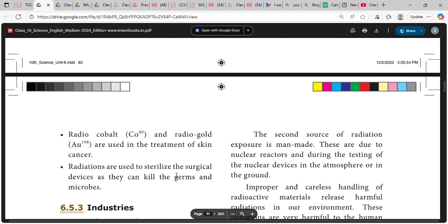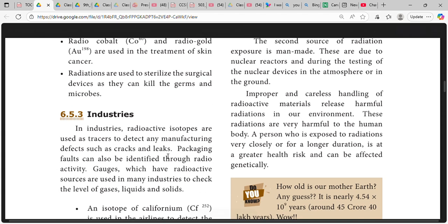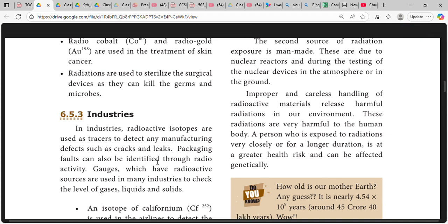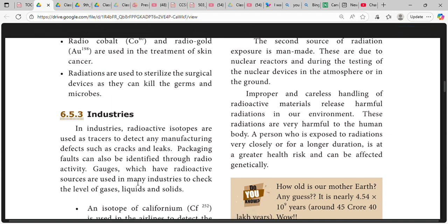Radiations are used to sterilize surgical devices as they can kill germs and microbes. In industries, radioactive isotopes are used as tracers to detect any manufacturing defects such as cracks and leaks. Packaging faults are also identified through radioactivity.